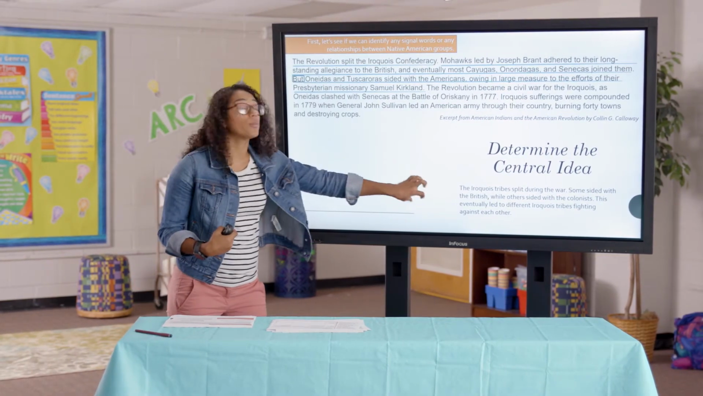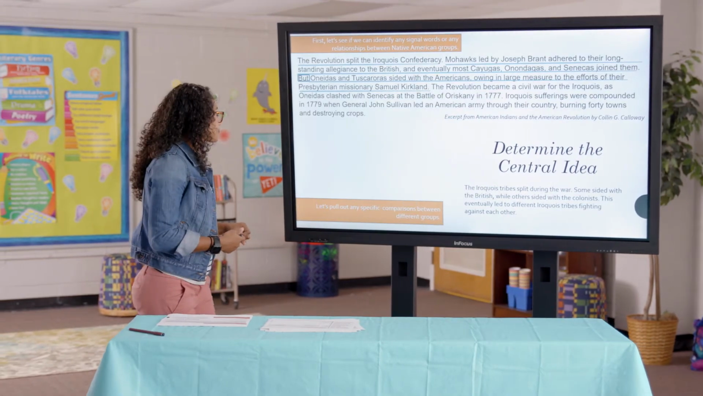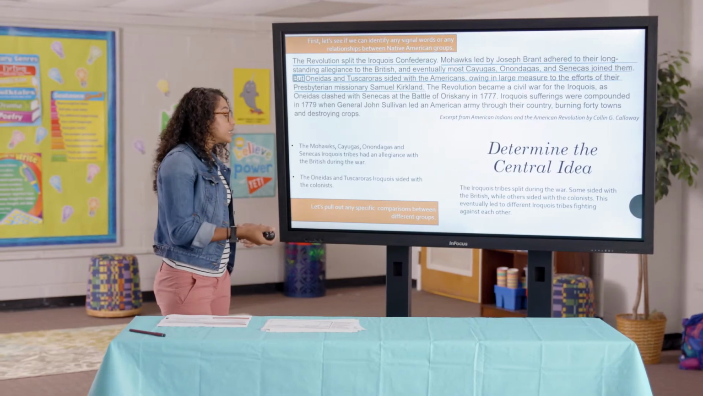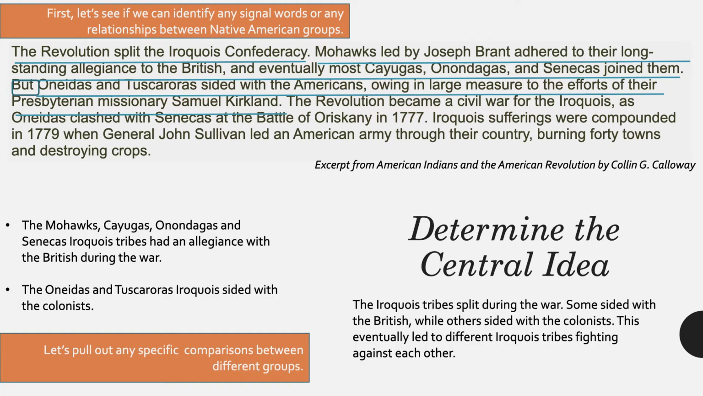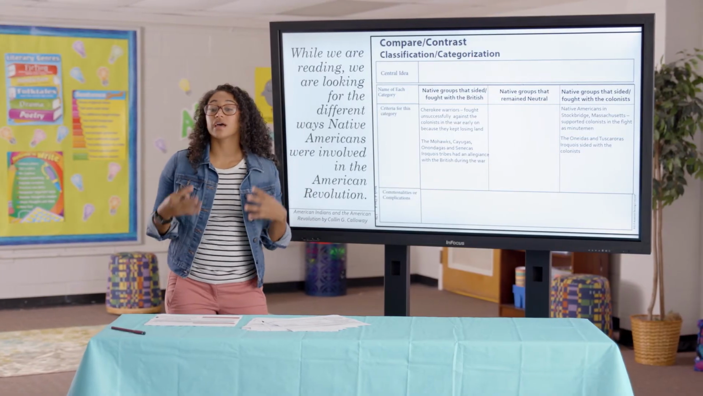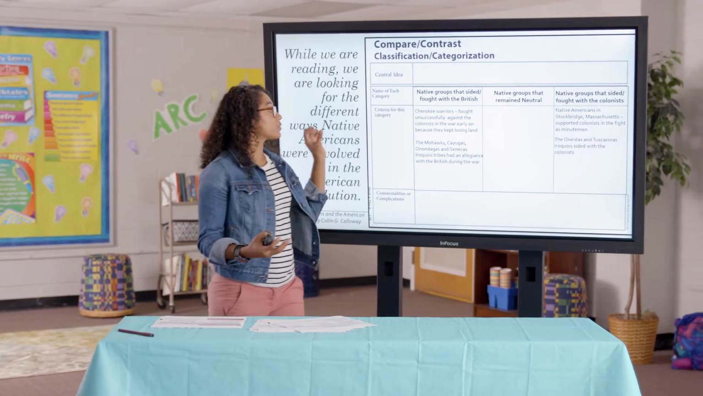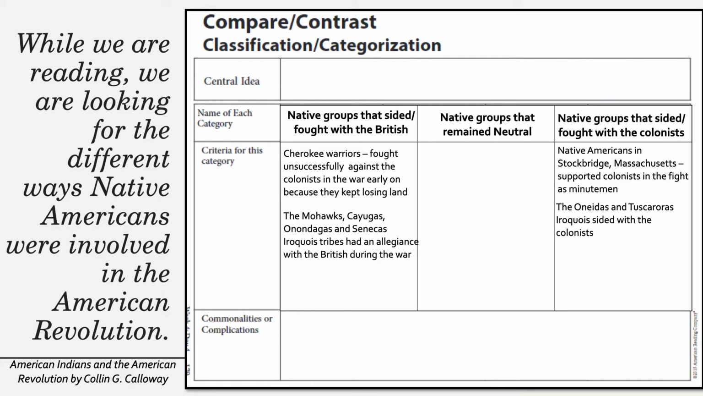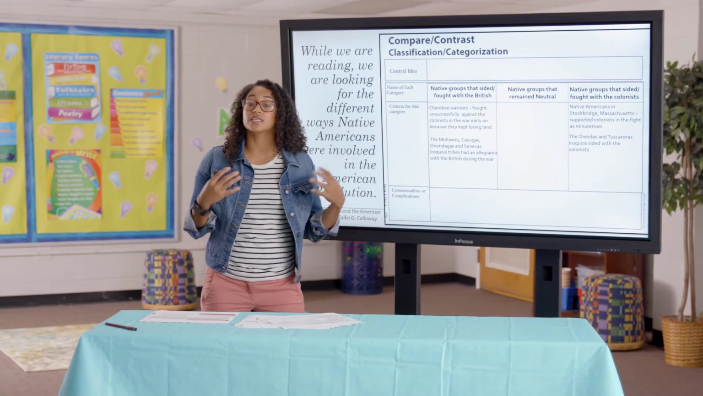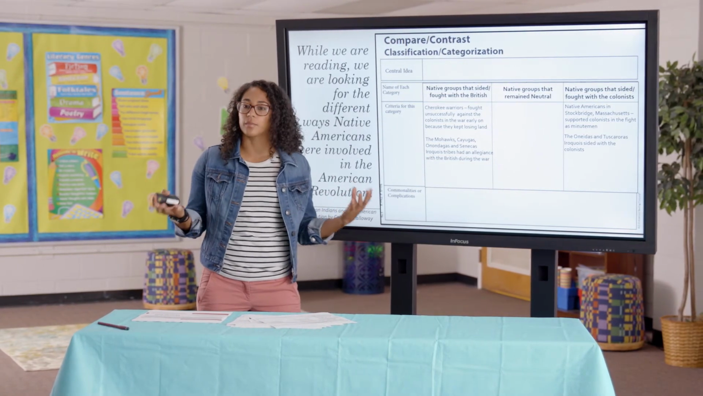And knowing that, we can now pull out the different groups that were involved. The Mohawks, Cayugas, Onondagas, and Senecas Iroquois tribes had an allegiance with the British during the war. On the other hand, the Oneidas and Tuscaroras Iroquois tribes sided with the colonists, and we're going to go ahead and add that to our chart. So far we have identified some Native American groups that sided with the British and others that sided with the colonists. And we do know from our earlier reading that there were a lot of groups that did stay neutral, or at least tried to at the beginning. So in this next section, let's see if we can find any groups that remain neutral.